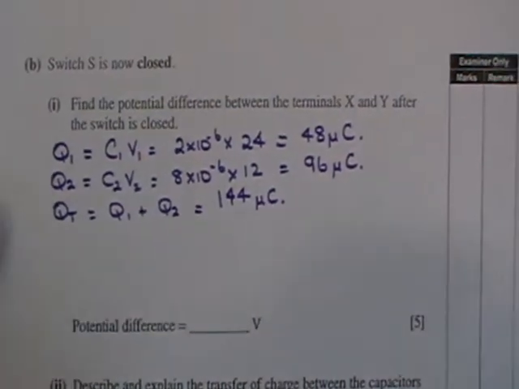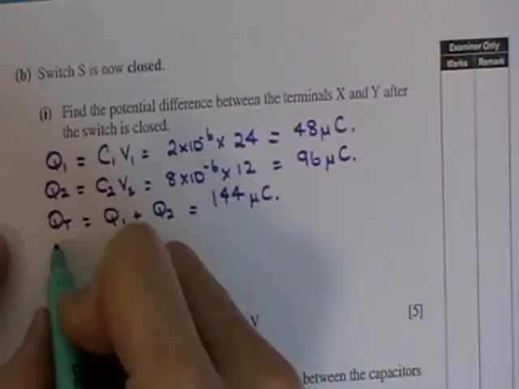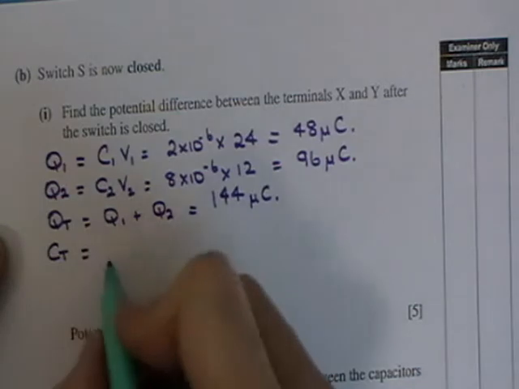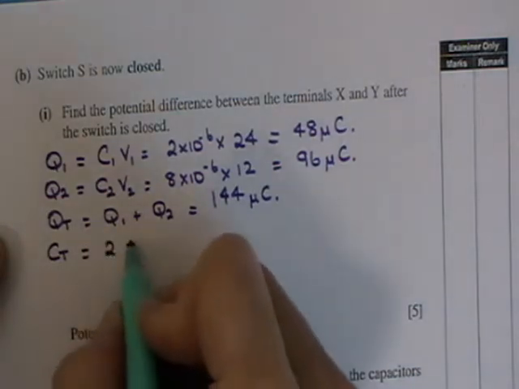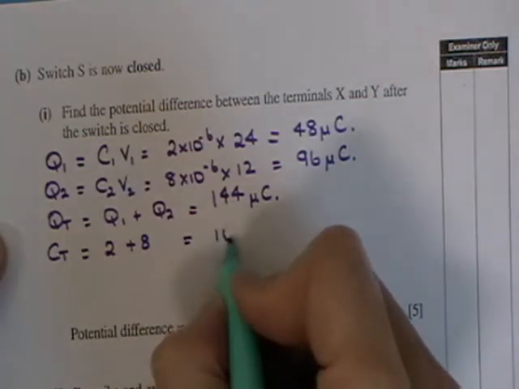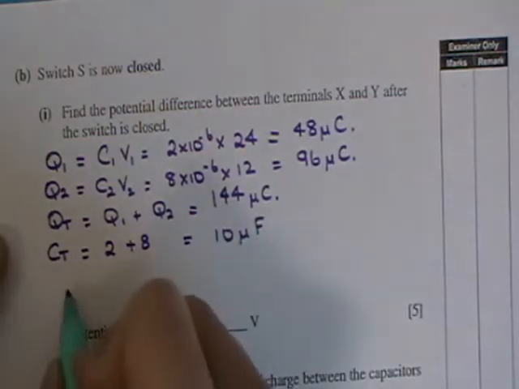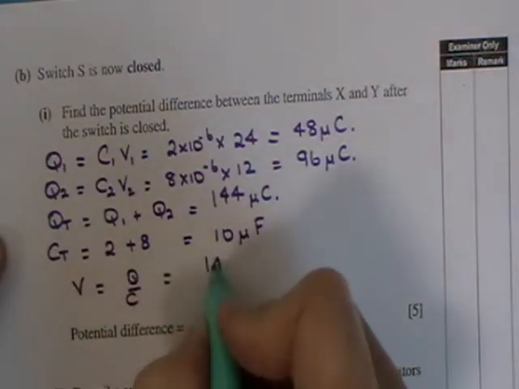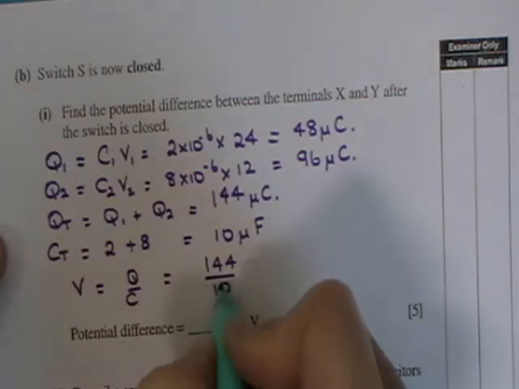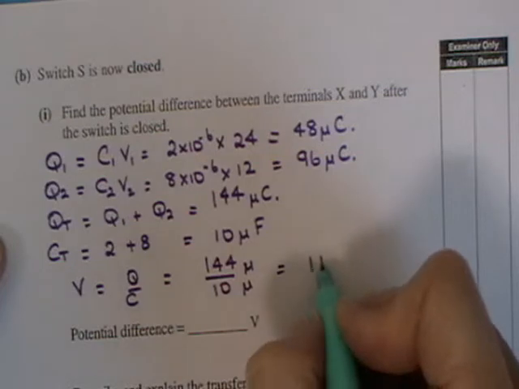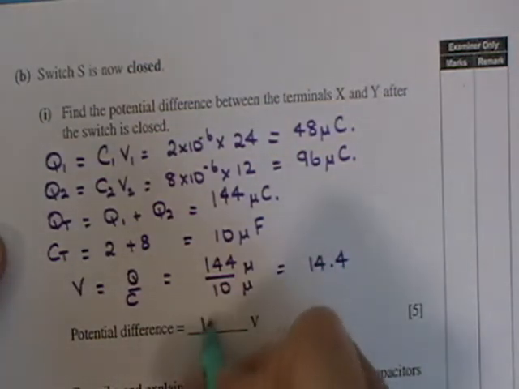The total capacitance, because they are in parallel with each other, you just add them. So it's 2 plus 8 micro, and that gives you 10 microfarads, and therefore the total voltage is going to be Q over C, and that's 144 over 10. They're both micro, and that gives you 14.4 volts.